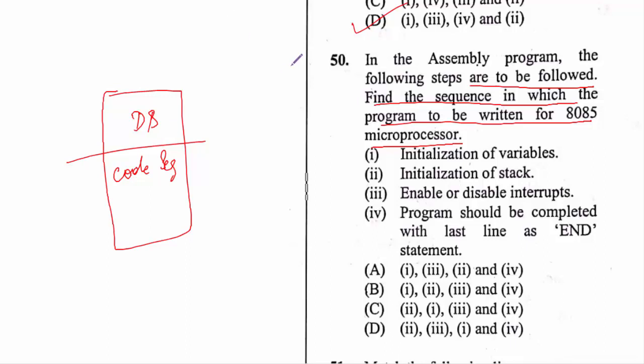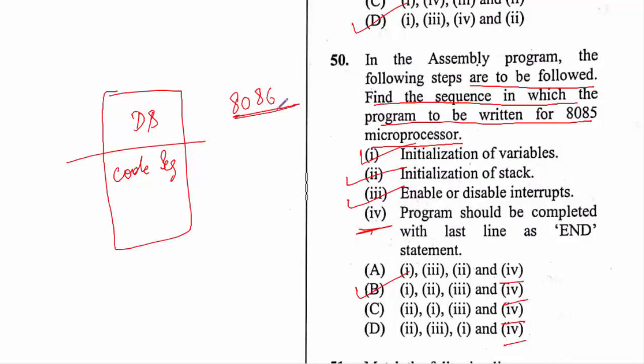So the termination of the program should be at last. First one should be initialization of variables. Second one should be initialization of stack. And the third one should be enable or disable the interrupts. At last you have to terminate the program. So the option that is going to follow is option B is correct.